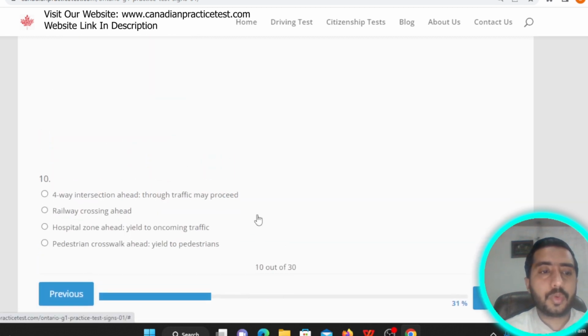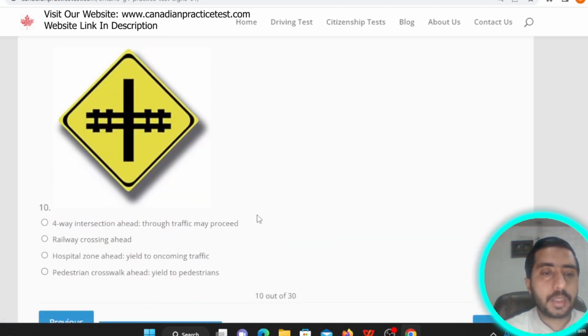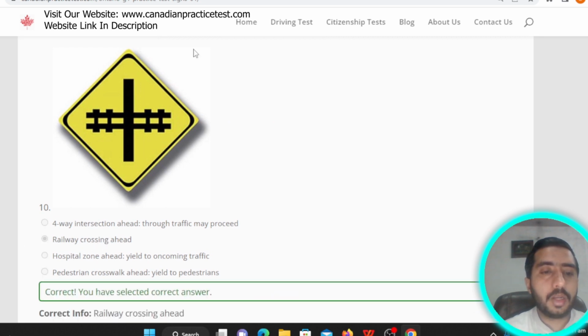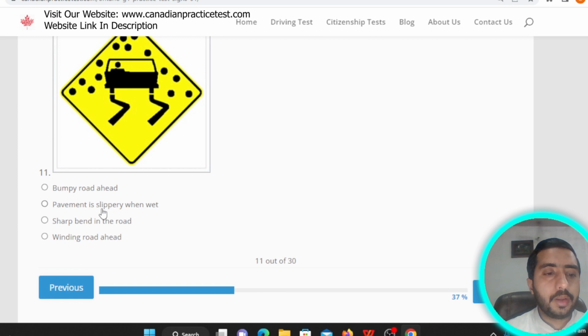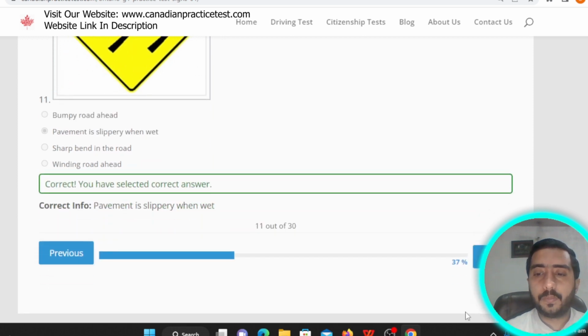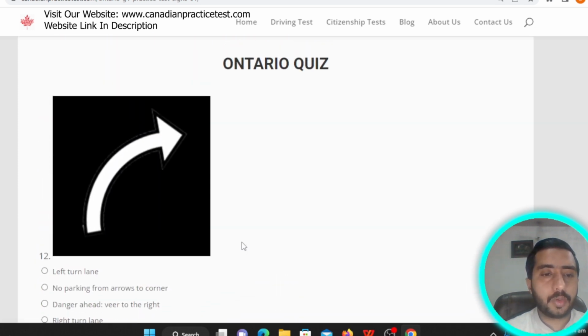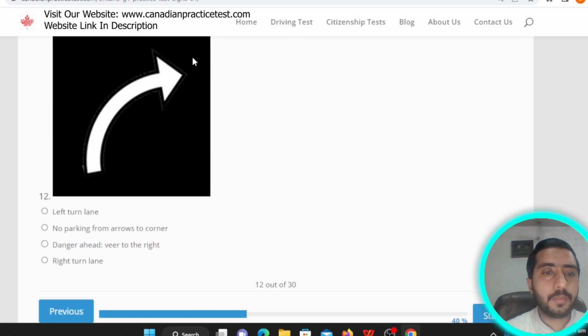Next question, question number 10. This tenth symbol is denoted by railway crossing ahead. All symbols clearly show the representation visually. And this 11th symbol is denoted by pavement is slippery when wet. Option B is the correct one. Next question, question number 12, and this 12th symbol is denoted by right turn lane, which is option D.